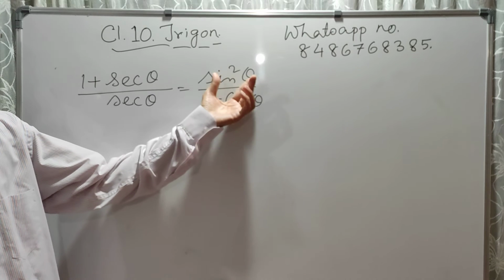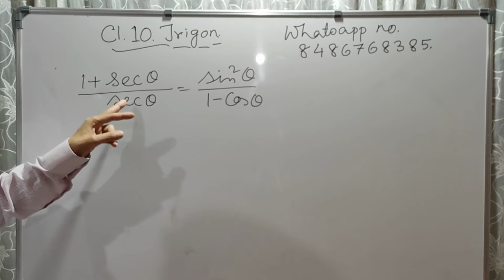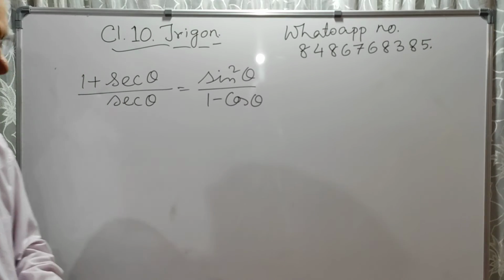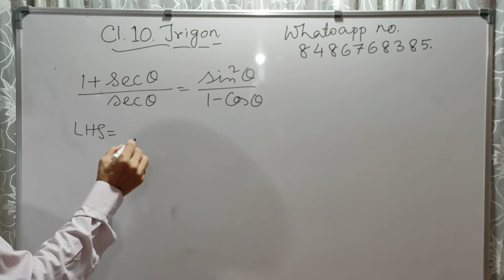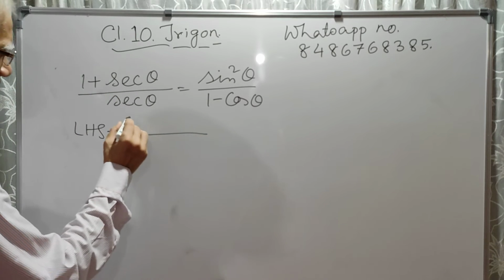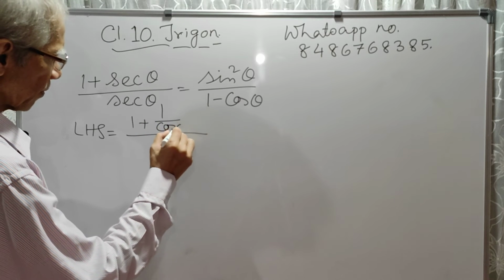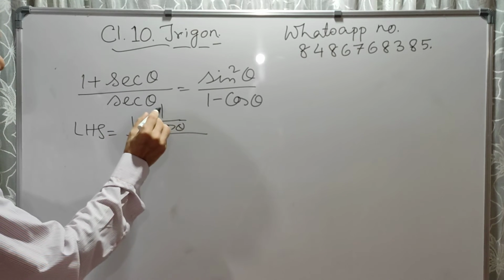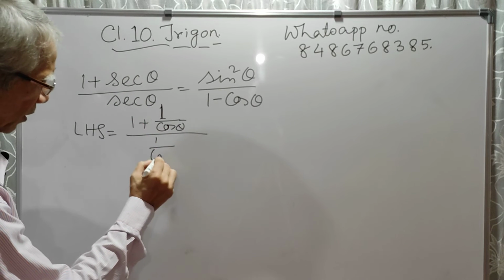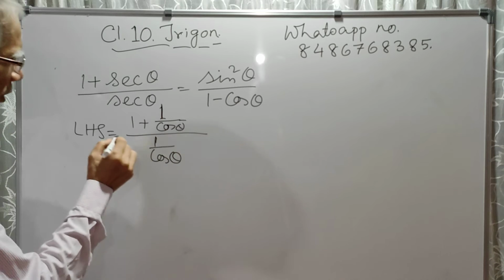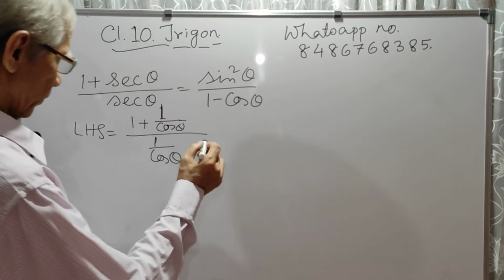So for the time being we are not touching this side. So this has sec, and you can change sec to what? Cos, isn't it? So let us do this one. Left hand side, what we get? 1 plus sec theta. Sec theta is what? 1 by cos theta. So in place of sec theta, we can write 1 by cos theta.